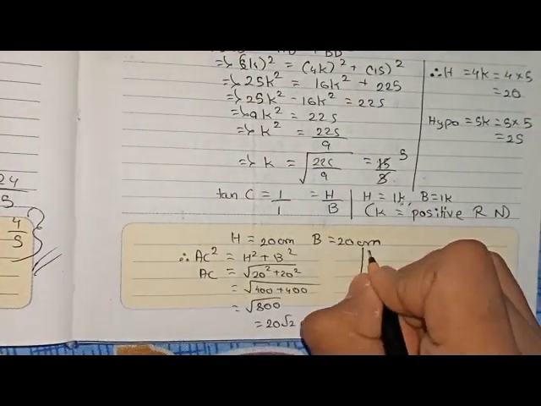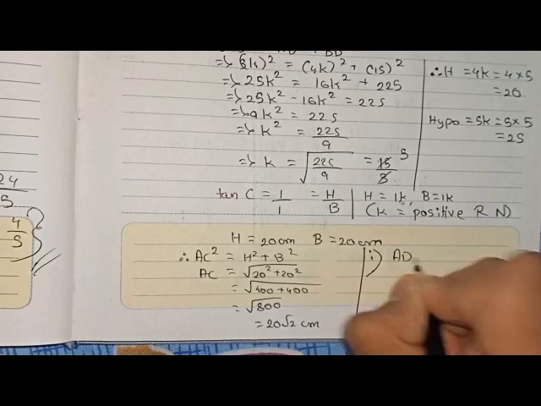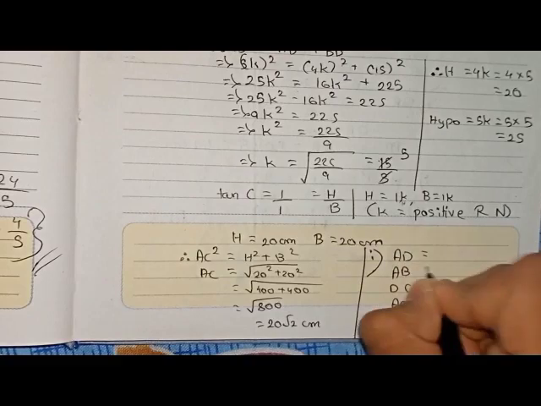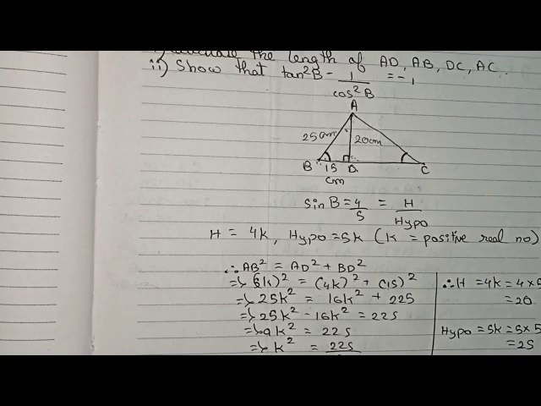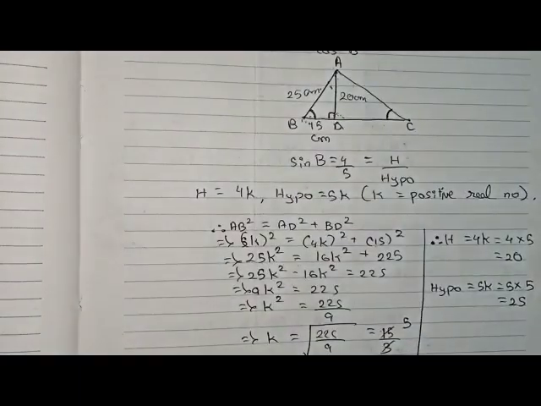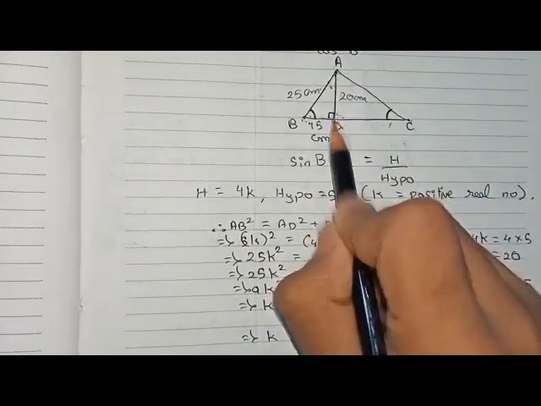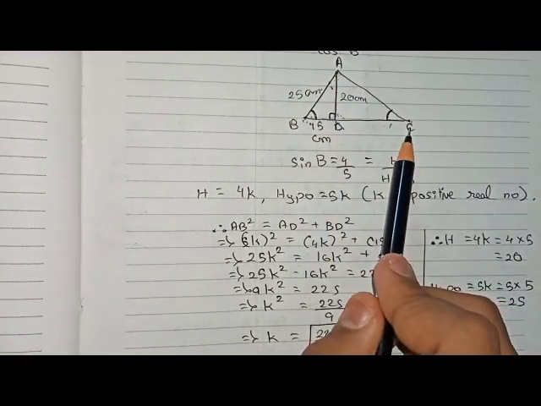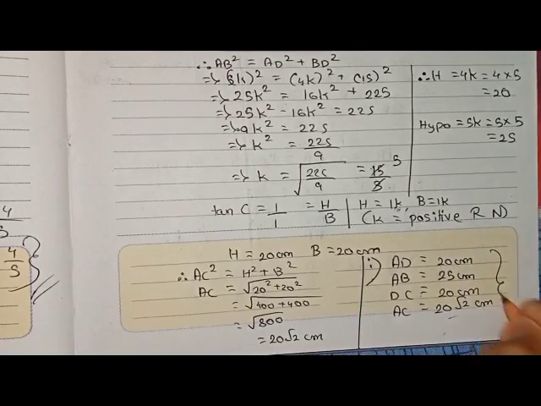So now in question number 1 we are supposed to find out the value of AD, AB, DC and AC. AD value 20 centimeter we got, AB value 25 centimeter we got, and DC value similar to AD, so this one also 20 centimeter, and AC side value we got 20 root 2 centimeter. So these are the final answers for the first part.